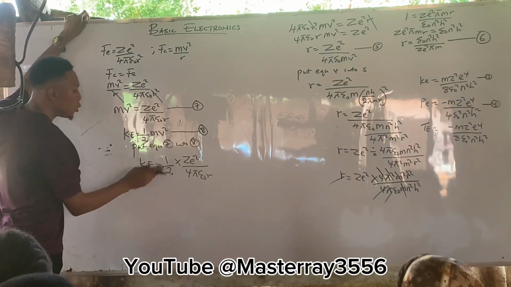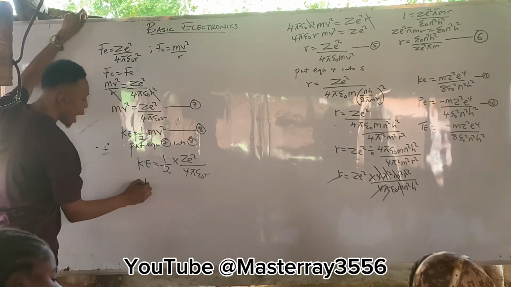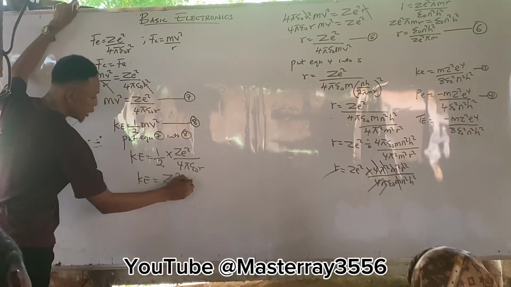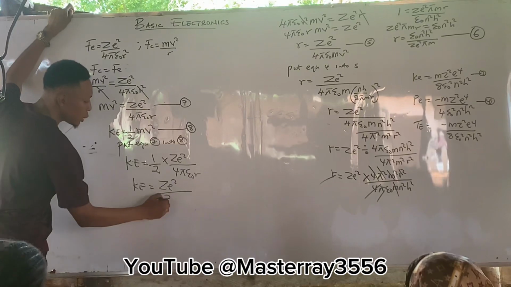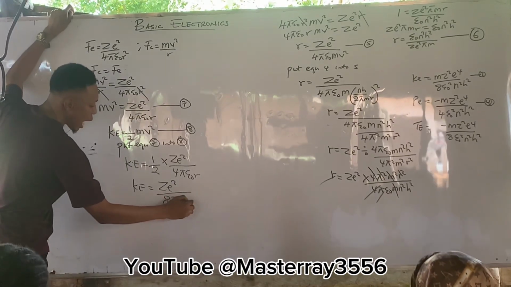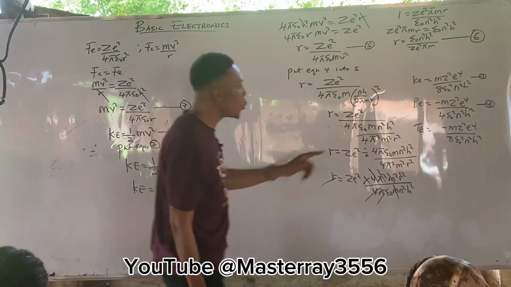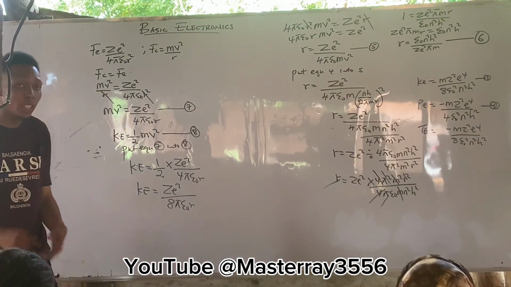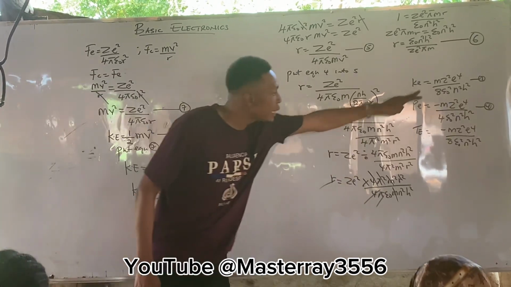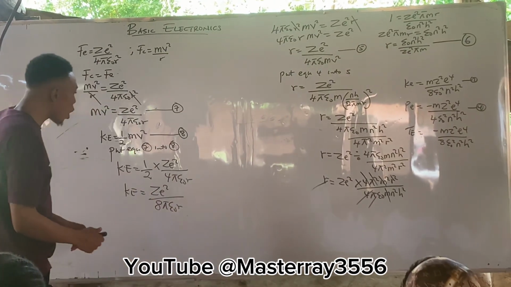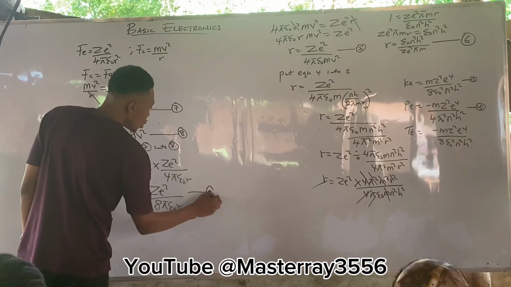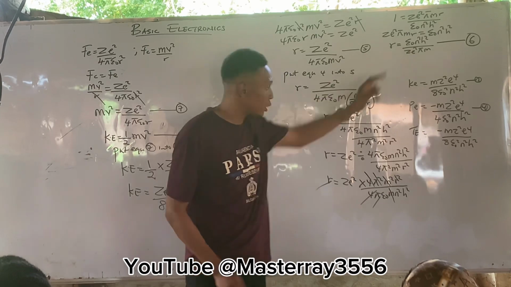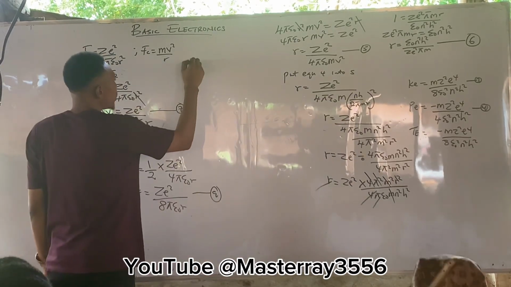So this time around, if you multiply this, we have KE equal to 1 times Z squared over 2 times 4 pi epsilon naught r. If you compare these two equations, are they the same? No. You can see that you still have your radius there, right? Yes. But in this equation, you don't have radius. No. So you can call this equation 9. So what you do, you substitute the equation for radius, which is equation 6.